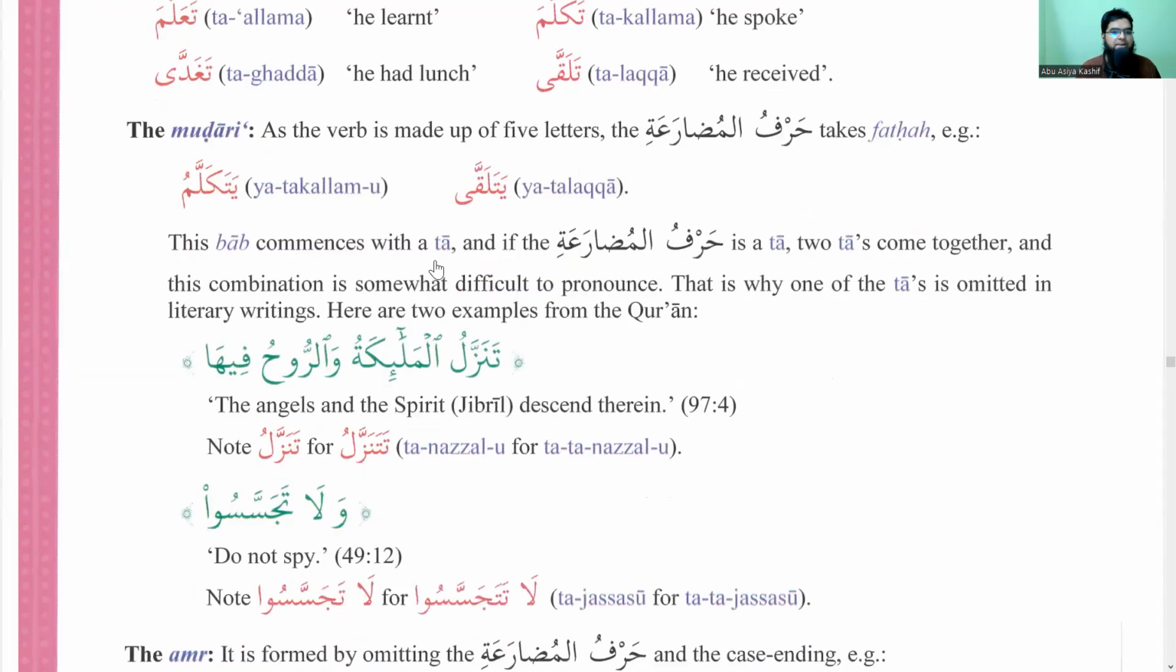Talaqqa. This bab commences with a ta. Now we have 5 letters. Ta, ain, like ta'allama, ain, lam, mim. Ta'allama, 5 letters. So we are done with 4 letter verbs, from 2, 3, and 4. Right? Now we'll count 5 letters.